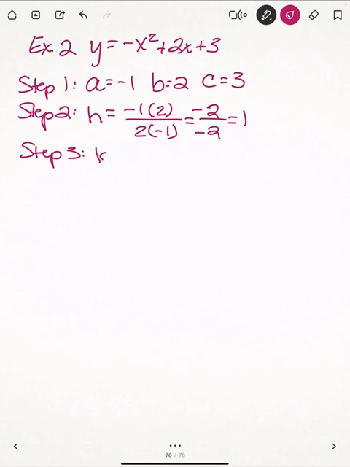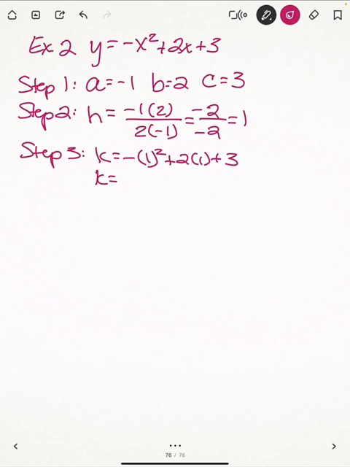So step 3, we plug in everywhere there was an x in our original equation. We're going to solve for k by plugging in a 1 everywhere there was an x. So we got negative 1 squared plus 2 times 1 plus 3. And again, if you want to use Desmos or your yellow calculators, always type in everything to the right of the equal sign. Include your parentheses, guys.